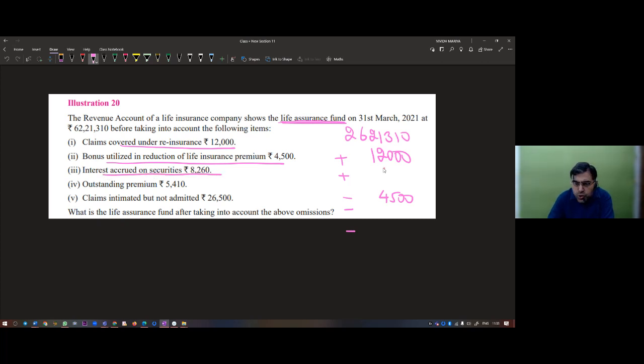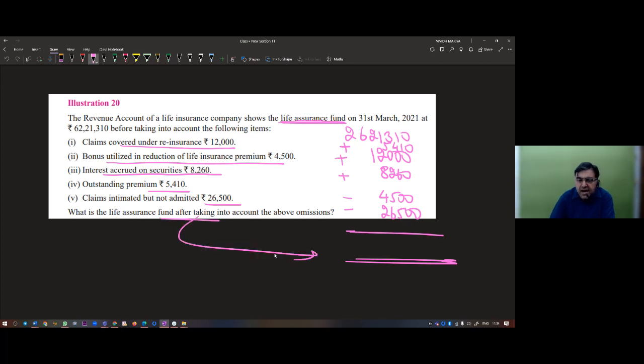Interest accrued is income. Outstanding premiums is income. Claims admitted but not paid, or intimated but not admitted, anyway, are a liability. So this is the balance after taking the above information into consideration.